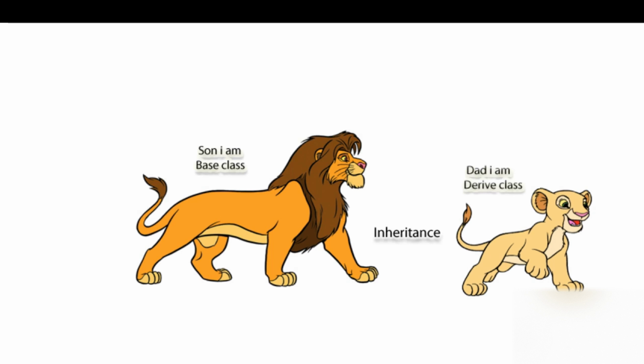So now what is multi-level inheritance? Suppose we have a derived class which is a son, and the son acquires property from base classes which are a father and a mother. So there are two base classes, which are father and mother. So the son acquires the property from the two base classes, father and mother. So this is called multi-level inheritance.